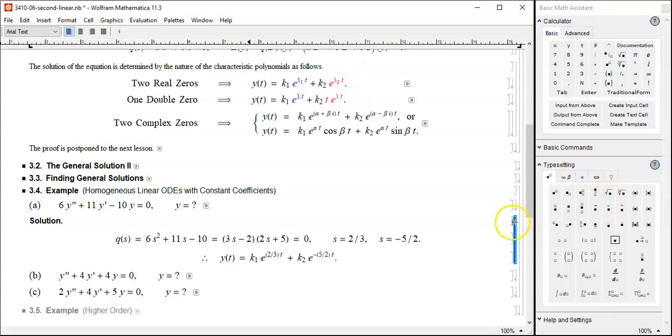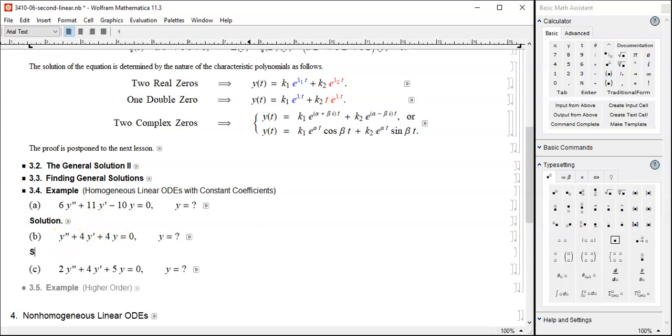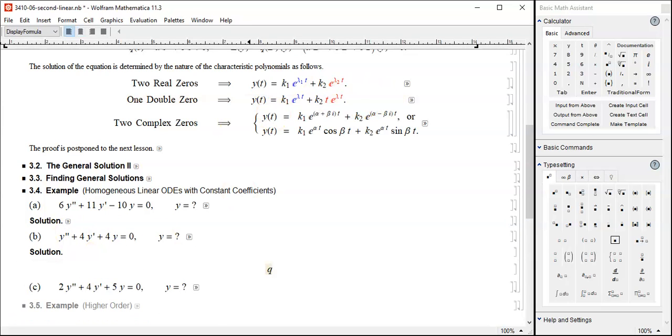That was simple. How about the next problem here? In this case, you're going to get 0, 0. Let's see. Q of s. What is Q of s? S squared plus 4s plus 4, isn't it? And how do you factor it?